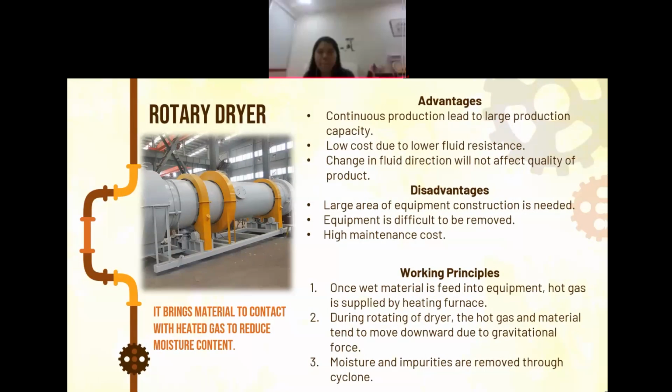Another advantage is that rotary dryer can change the fluid direction and it won't affect the quality of the product. On the other hand, for the disadvantages, rotary dryer requires a large area for equipment construction. Also, the equipment is difficult to be removed if we want to change to another place. Rotary dryer also requires high maintenance costs.